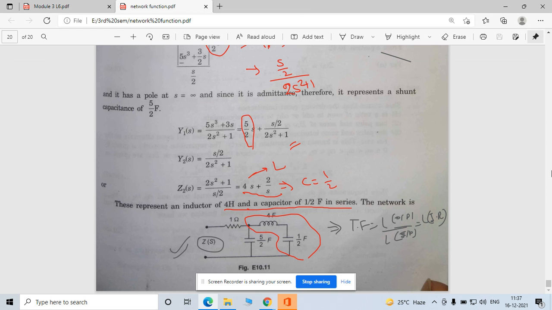Yes, guys. In the last lecture, we covered the Foster circuit, right? So today we will see some problems on that, and we also covered the Cauer circuit, right? So see here.